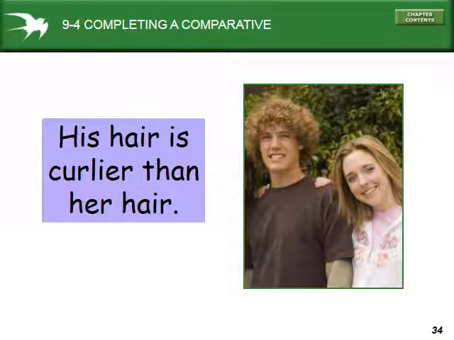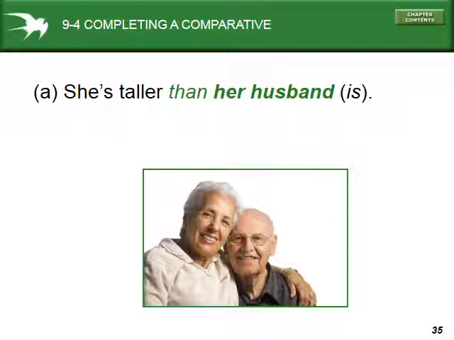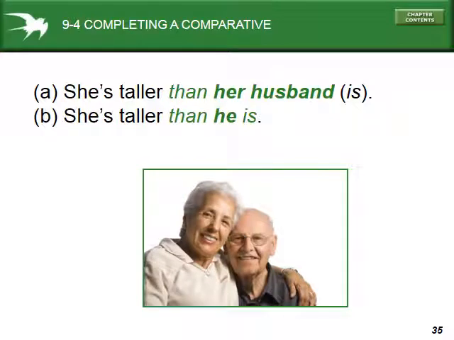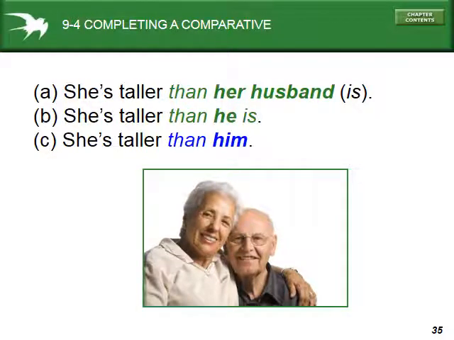Okay. So moving on to completing a comparative. Now this is something that's probably going to sound really strange to you in some of the things that we talk about here. But sometimes we can make a comparison without using more. So we say his hair is curlier than mine, than her hair. So here's another example. She's taller than her husband. She's taller than he is. Okay, or she's taller than him.